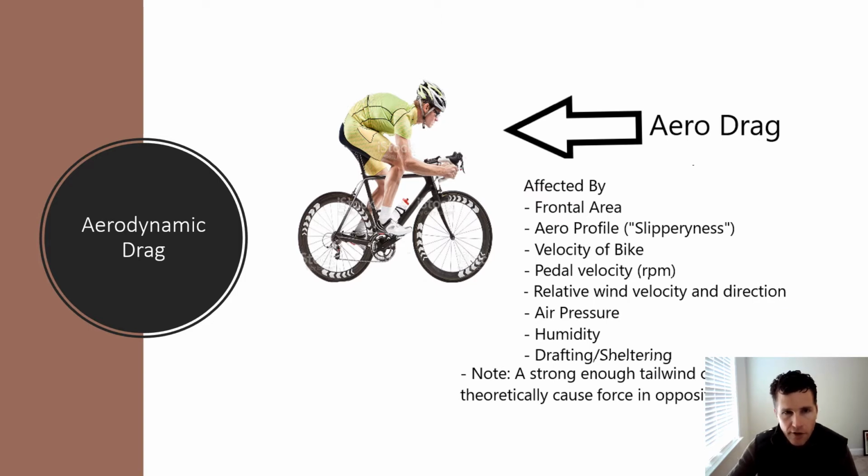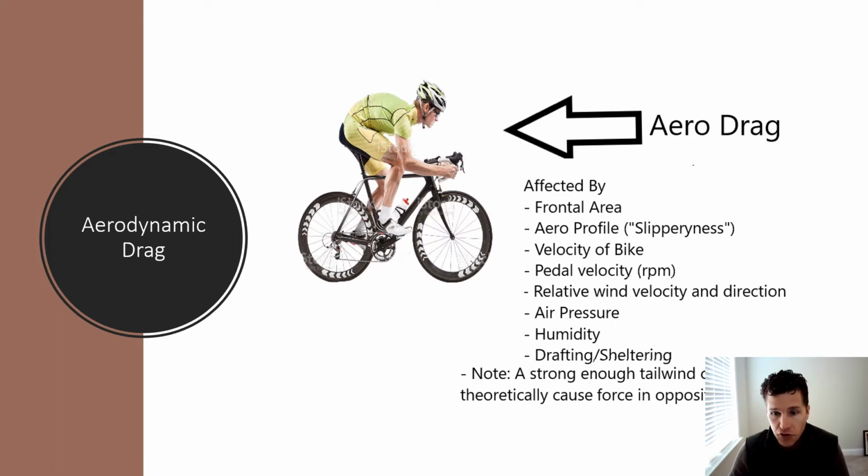So let's look at aerodynamic drag. In terms of aerodynamic drag, if we're in a time trial or just riding by ourselves, not drafting, there are two main categories that we can look at to reduce it. One is to make ourselves smaller. If it's a smaller profile, there's less aerodynamic drag.